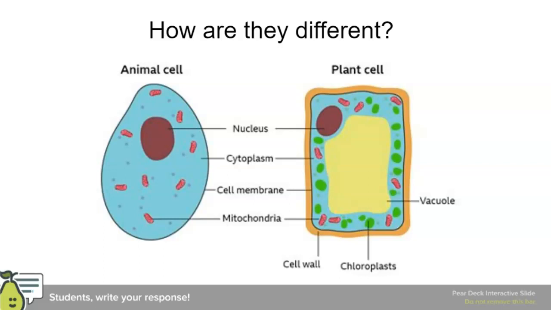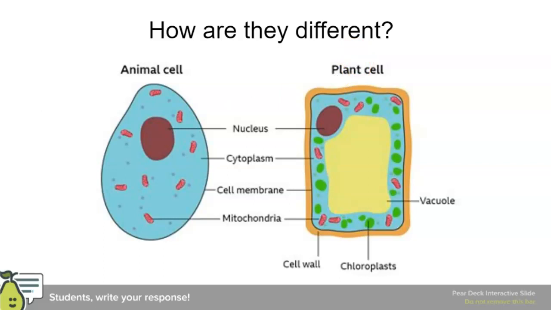Now I want you to tell me, how are these two cells different? You might have told me, oh, well, the plant cell has a cell wall and chloroplasts and a vacuole, or the plant cell is more rectangular, the animal cell is more circular, right? Here are our differences between plant cells and animal cells.